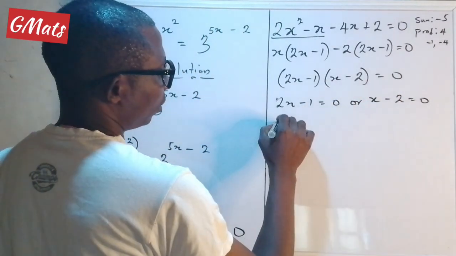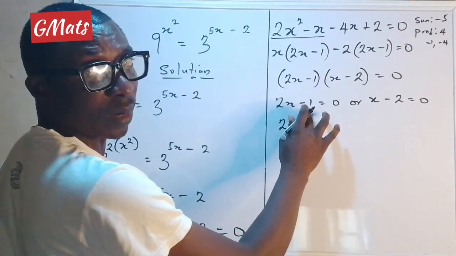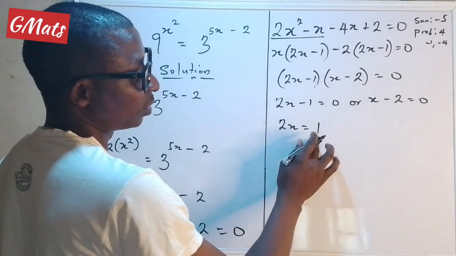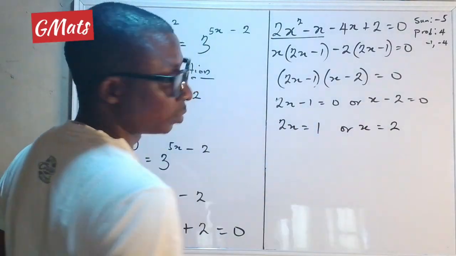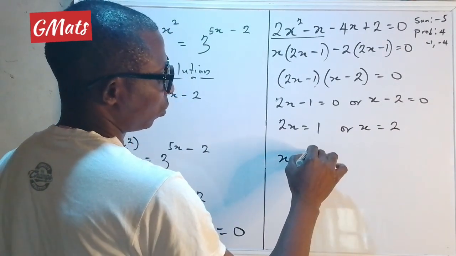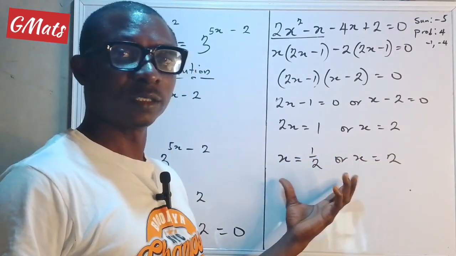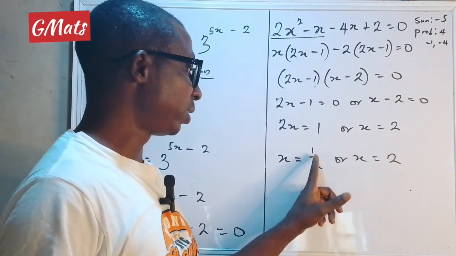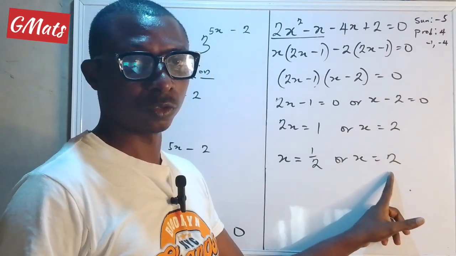Alright, so now 2x = 1, because when this minus 1 moves to this side, the sign changes. Or x = 2. And this is the same thing as x = 1/2 or x = 2. This is the solution to the problem. x is 1/2 or x equals 2.